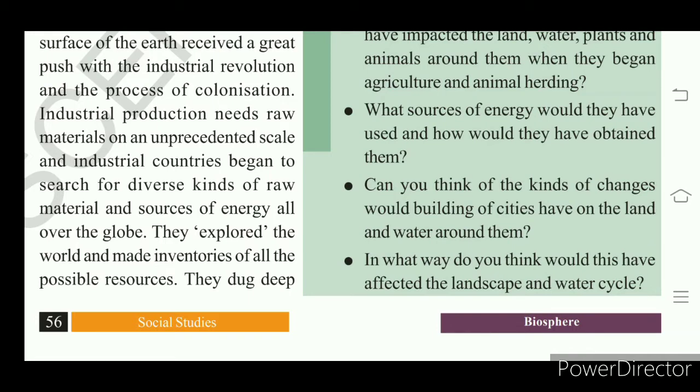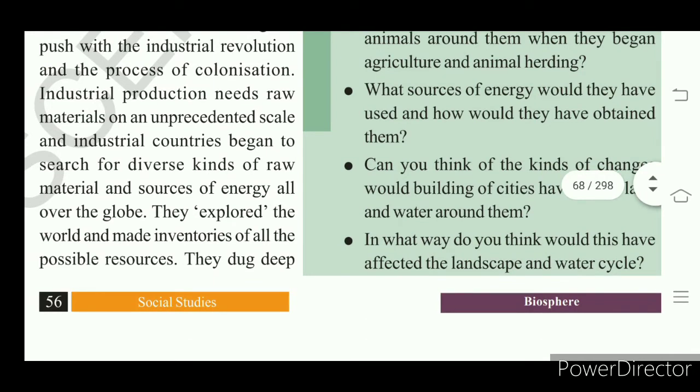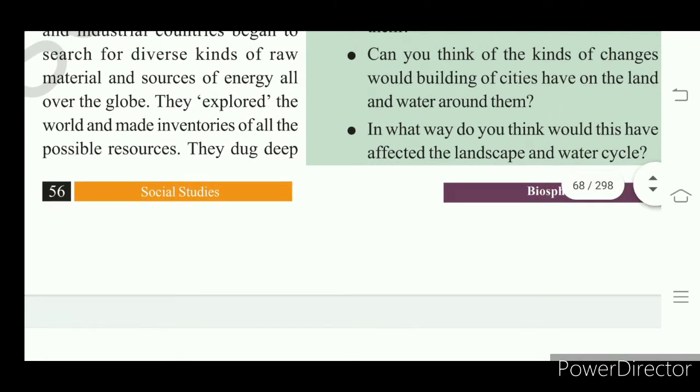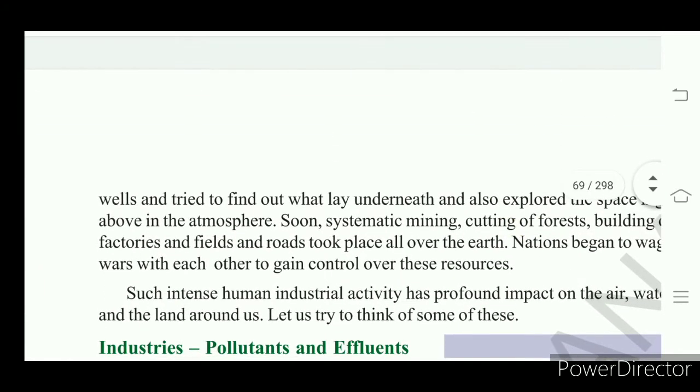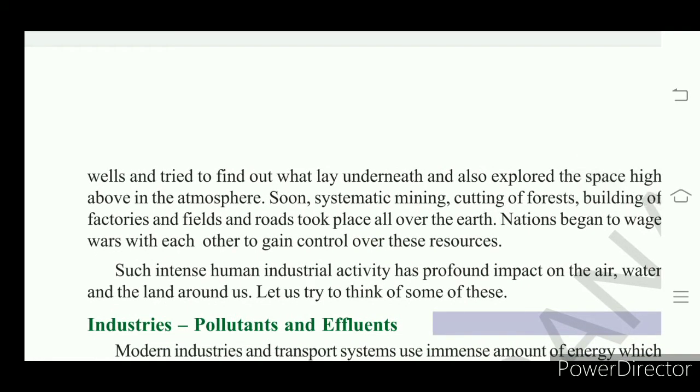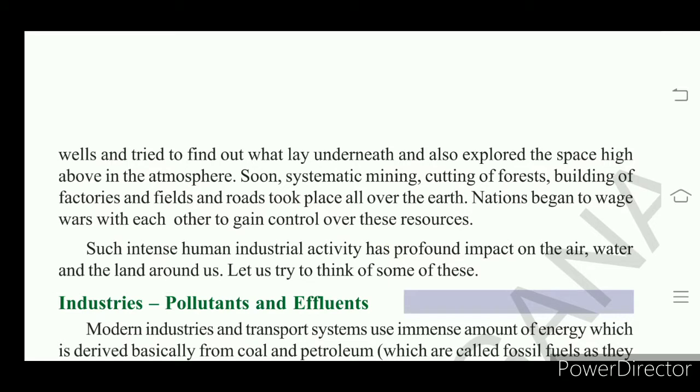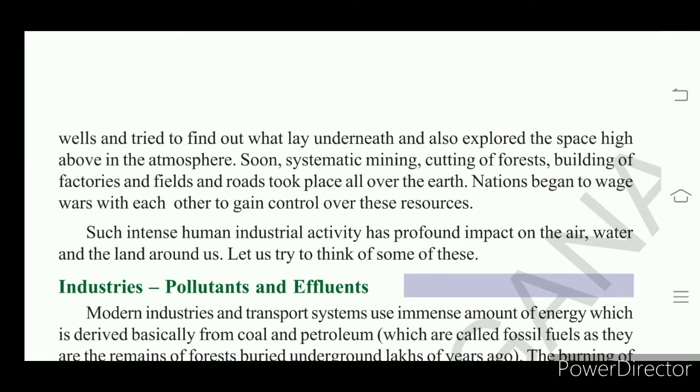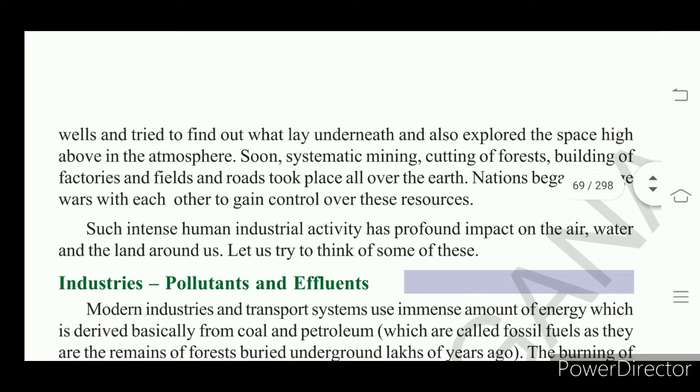With that, their attention has not ended. Our attention turned towards the space above the atmosphere. Soon, people started systematic mining, cutting of forests, building of factories, and building of roads all over the world. Many nations began exploiting other countries which were weaker. Nations began to wage war on each other to gain control of the resources available in distant countries.